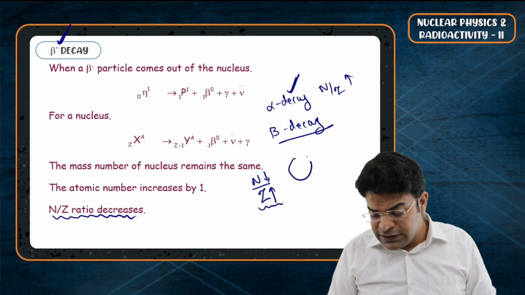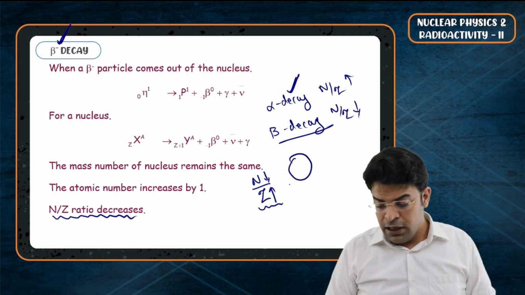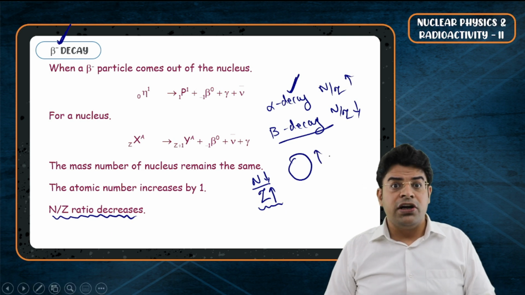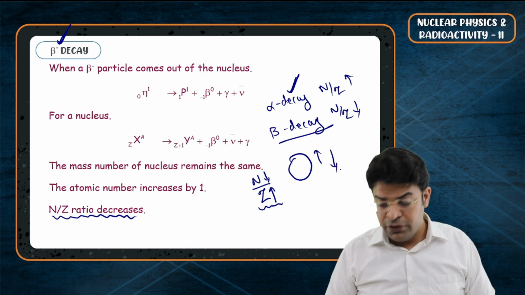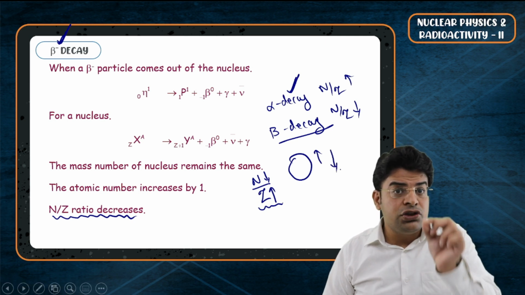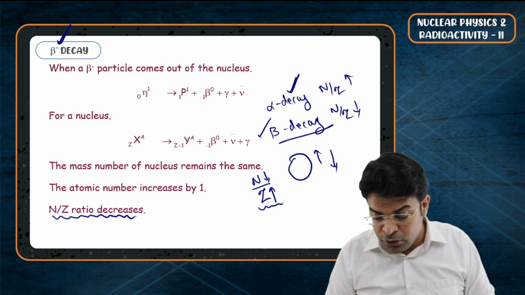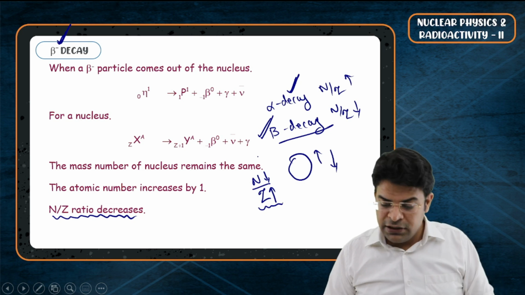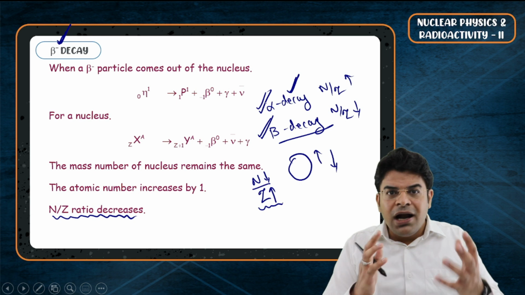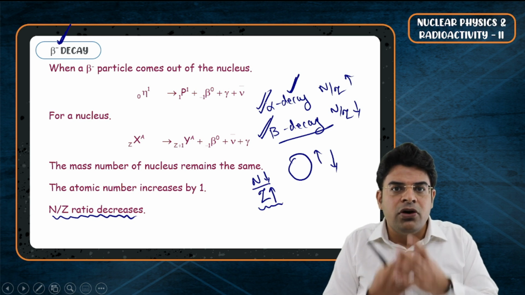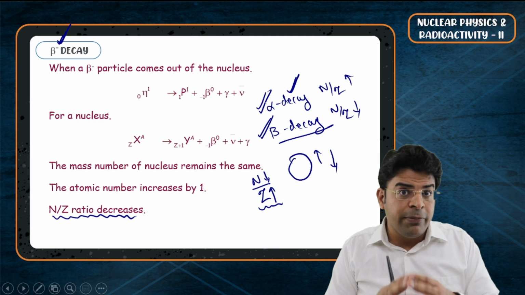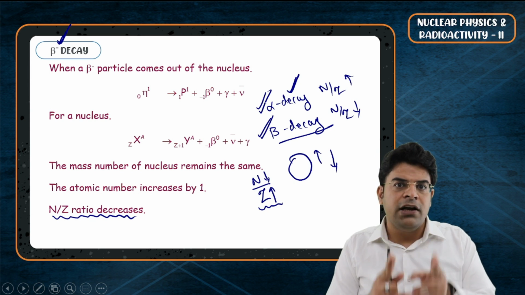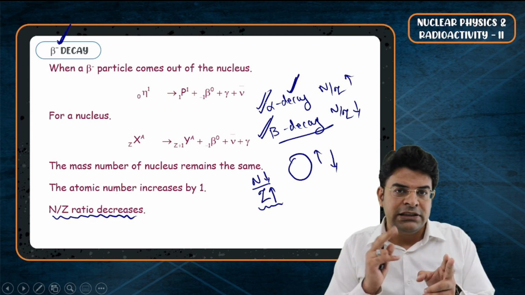Now, if you have an unstable nucleus, to attain stability, it should either increase the N by Z ratio, or it should decrease the N by Z ratio. If to attain stability, it has to decrease the N by Z ratio, then you are going to observe beta decay. If to attain stability, it should increase the N by Z ratio, then you will observe alpha decay. You can't observe both the decays simultaneously because their purposes are different. One of them increases the N by Z ratio while the other one decreases the N by Z ratio. That's why you don't find alpha decay and beta minus decay taking place simultaneously.